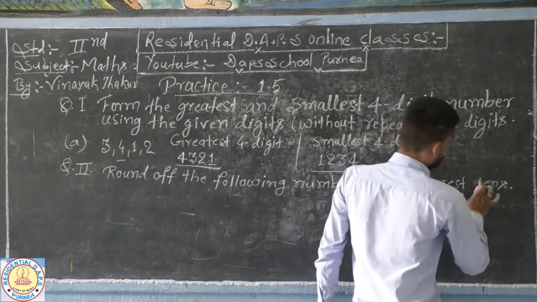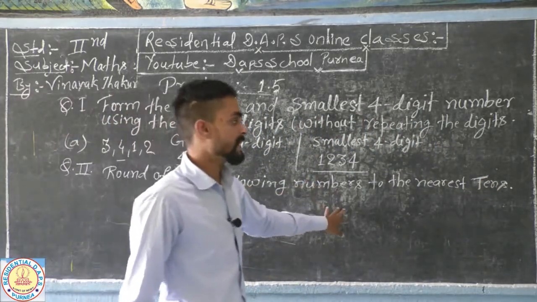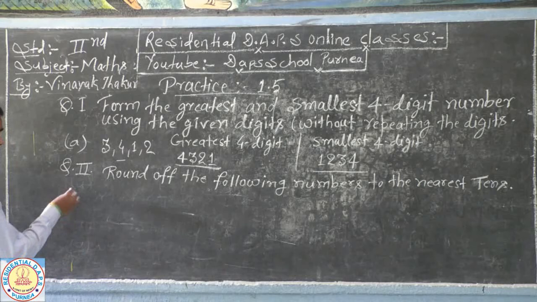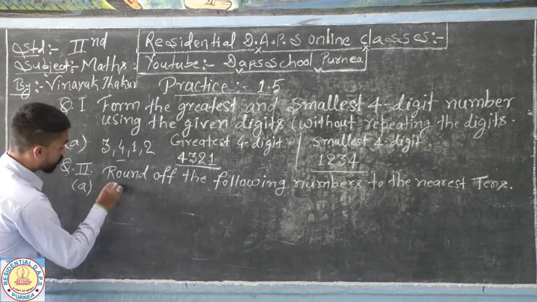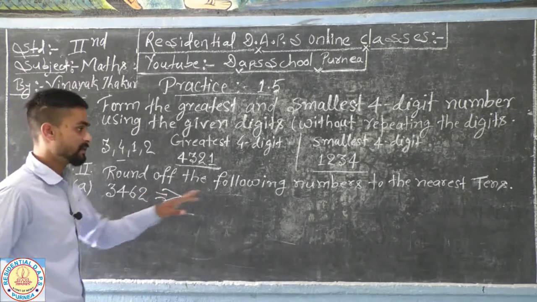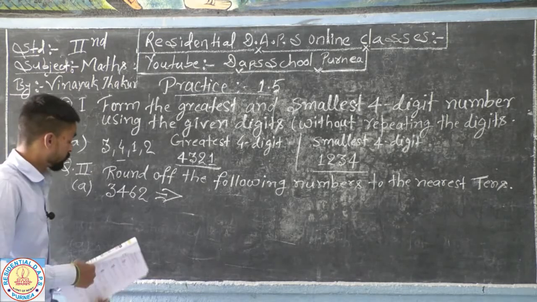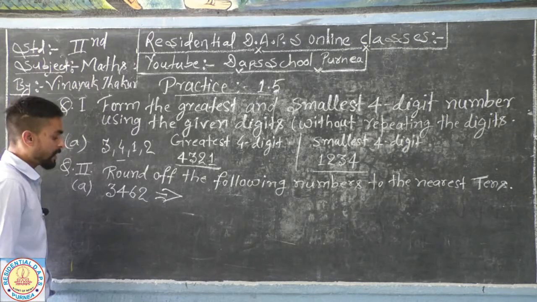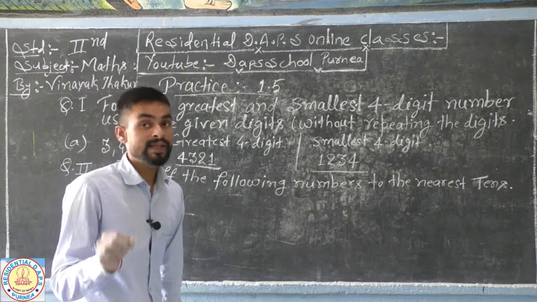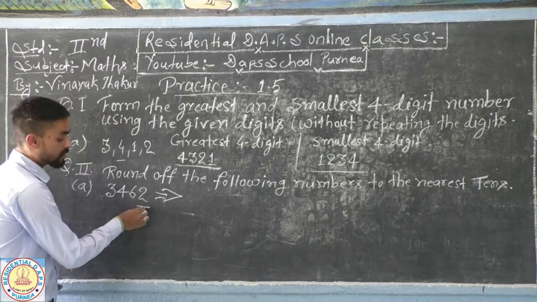So guys, here you have to just find out the nearest tens of the given numerals. The first numeral is 3462. This is the given numeral, and you need to just convert it to the nearest 10. So what is the total number of that? So guys, if you have to find out the nearest 10 of any number, you need to just focus on which number is at the ones place. So here 2 is denoted.